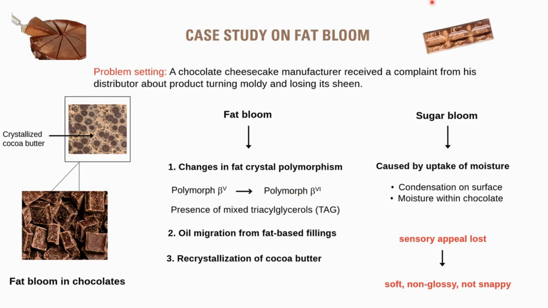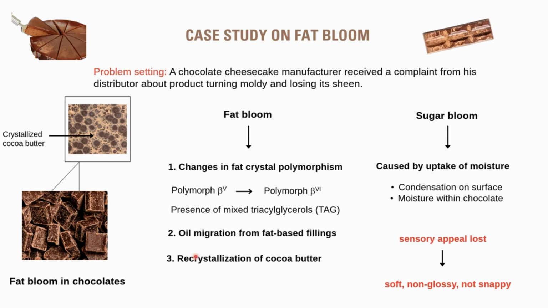So, the ideal polymorph for a pleasant mouthfeel in your chocolate products is the beta 5 polymorphic form of cocoa butter. If it is beta 6, your product becomes crumbly, soft, non-glossy, and non-snappy, which will not be perceived well by consumers. A common cause of polymorphic transition is improper tempering of chocolate.